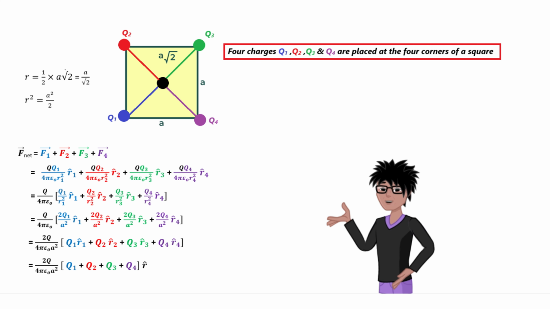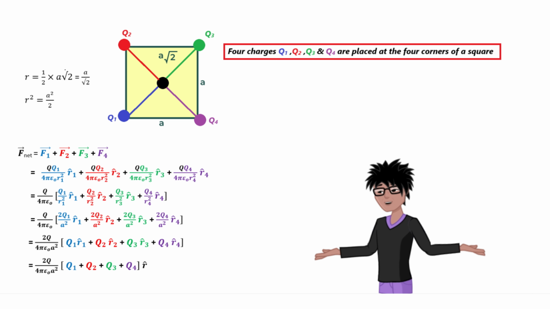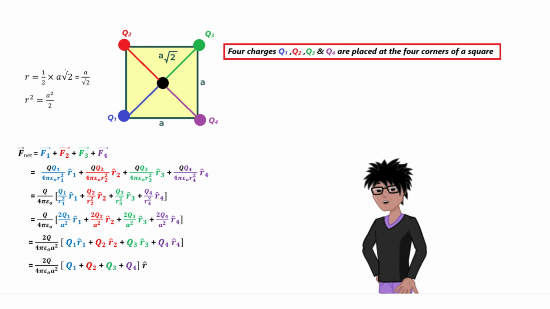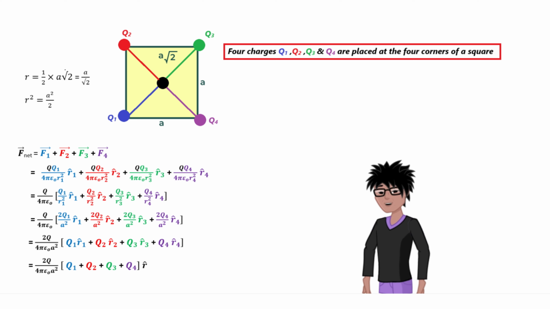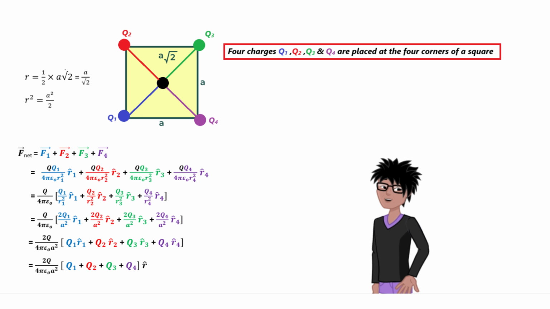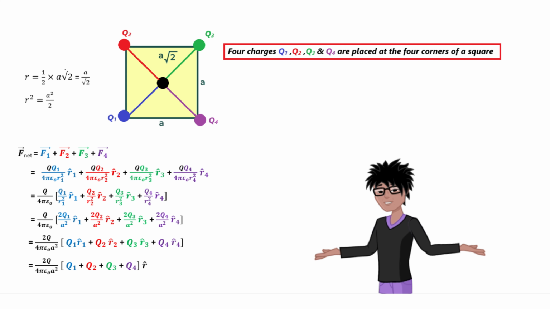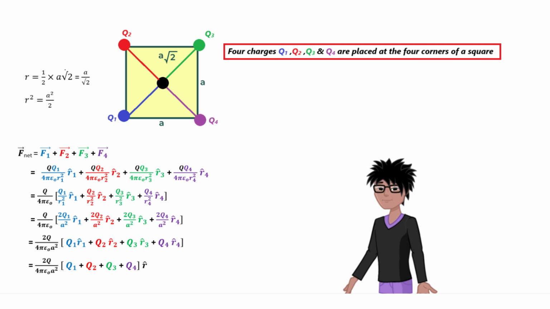Similarly, when four charges are placed at the four corners of a square, then the resultant force on the test charge, which is placed at the centroid of the square, will be calculated as shown here. In this case, remember that all the four charges are equidistant from the test charge and the distance is A by root 2. That is half of the diagonal of the square.